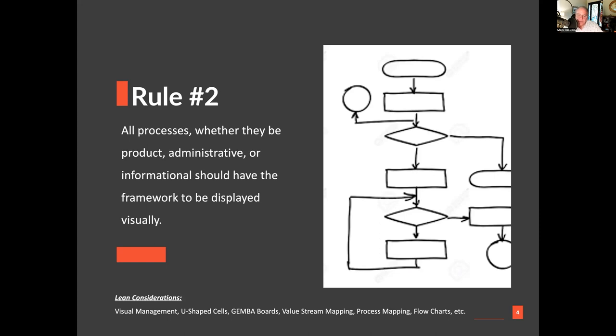I can see inventory builds. I can see imbalances of work sequences to takt time. Gemba boards is another one. Value stream mapping, process mapping, flow charts, etc. Right? And those aren't the only ones. But display them visibly.